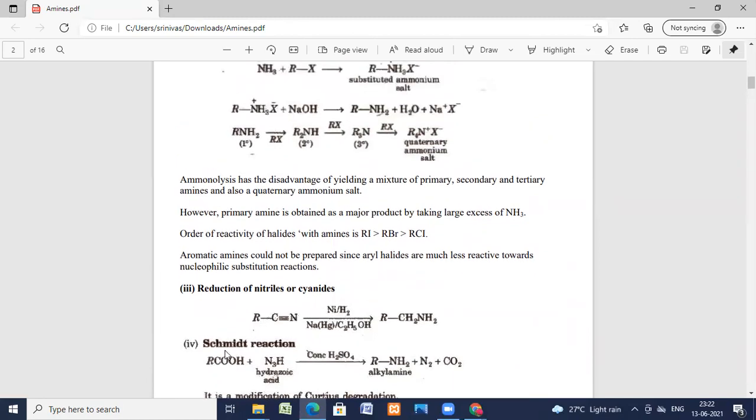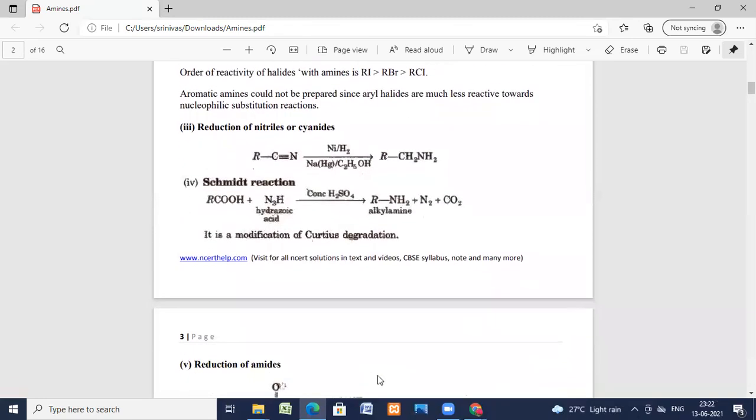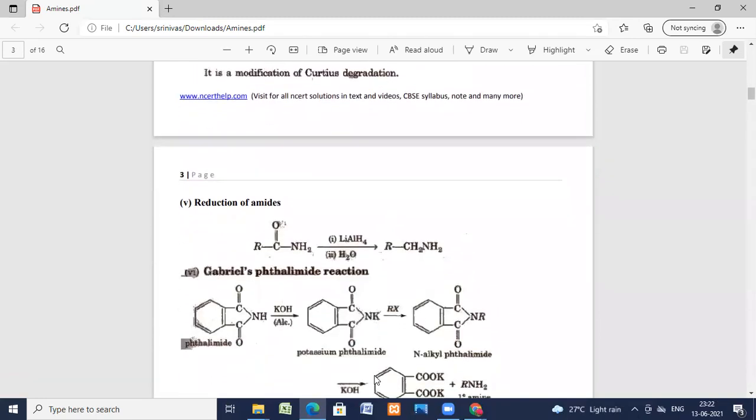And the fourth preparation is the Schmidt reaction. RCOOH on reaction with hydrazoic acid, N3H, in the presence of concentrated H2SO4, gives RNH2, an alkyl amine, formed with nitrogen and carbon dioxide. This is the modified Curtius degradation reaction.